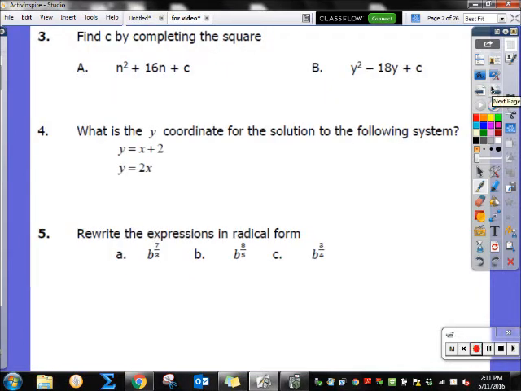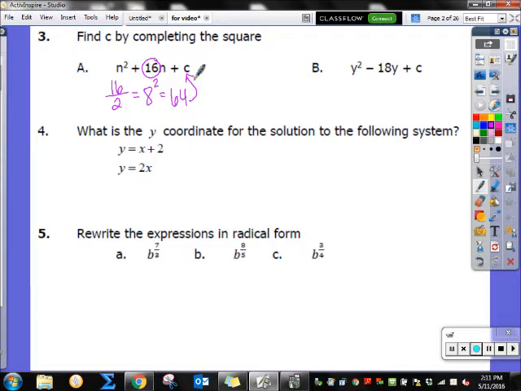For number 3, we're going to complete the square. So in order to complete the square, you have to take the middle term. So in this case, it's going to be a 16. And you're going to divide it by 2. And then you're going to square that number. So 8 squared is 64. That is what you would have to plug in for C for that to be a perfect square trinomial.